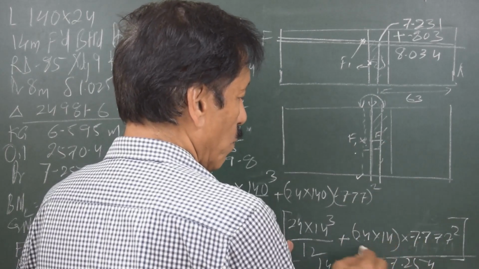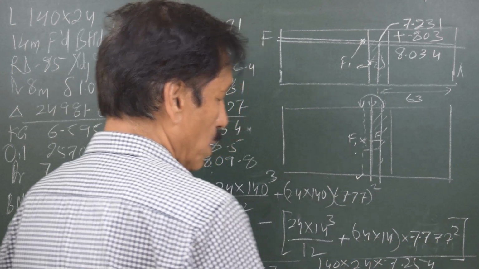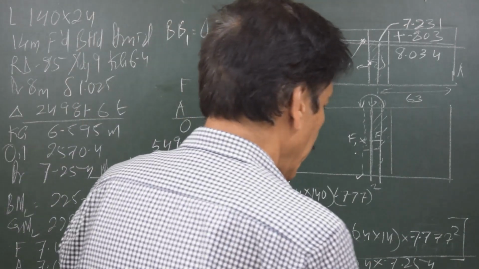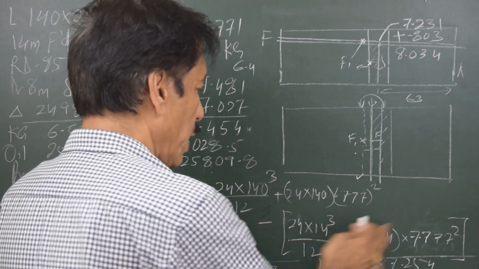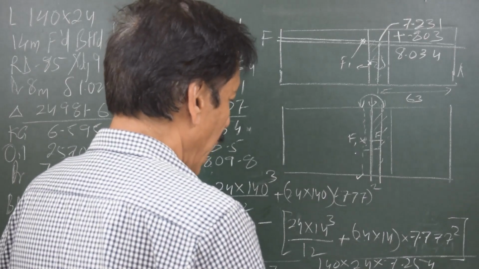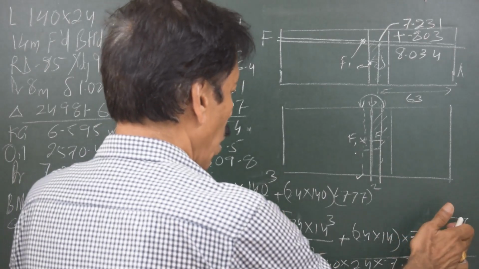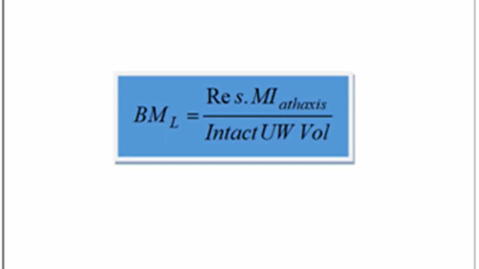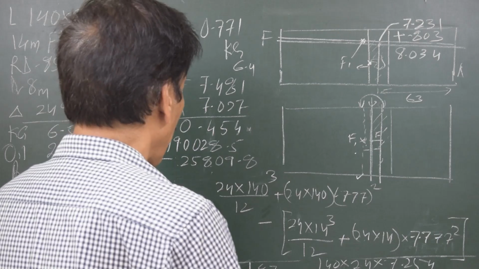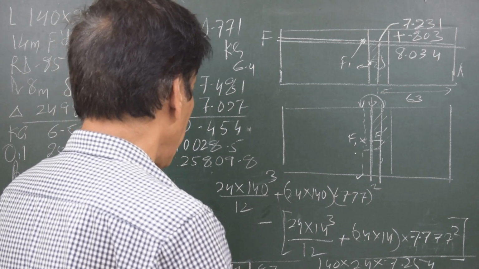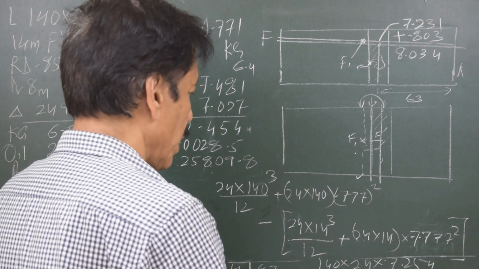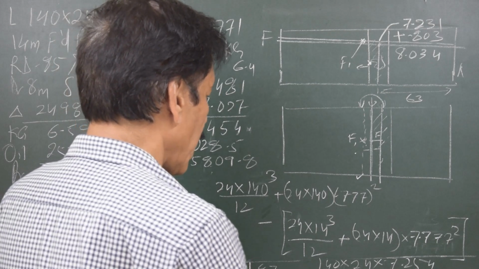A is 24 into 14, D is 7.777 square. D is 7.777. So AD square we add, so that we know that total loss about the remote axis is so much. So when we solve this expression, the numerator becomes 549,028.5 minus 25809.8. Right? That divided by intact underwater volume.